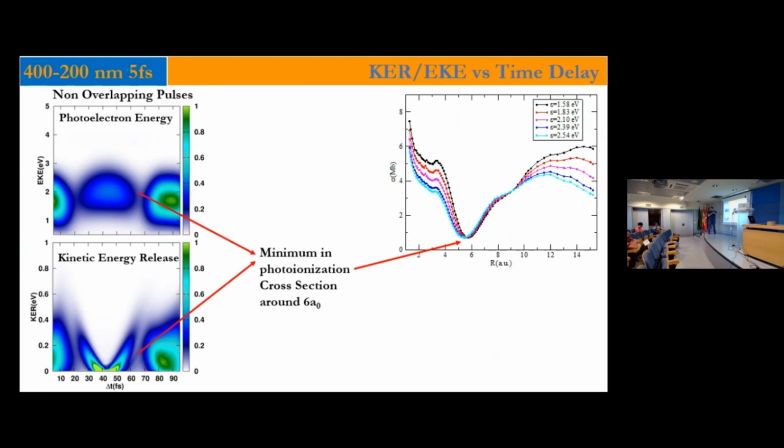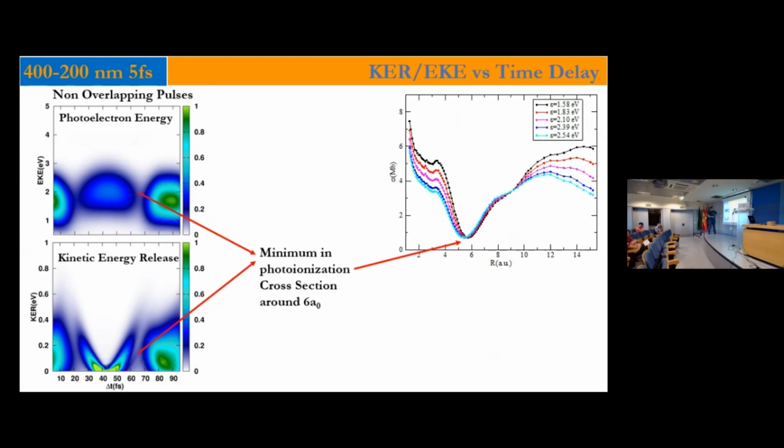We know that because we can actually plot the wave packet and follow the evolution in time. And what is happening is that if you plot the photoionization cross section, so all of these lines that I plotted a few slides before, you sum the square of all of these and plot as a function of the nuclear distance for several photoelectron energies, what you notice is that it has a minimum around 6 atomic units, which is where the wave packet is located at those time delays.